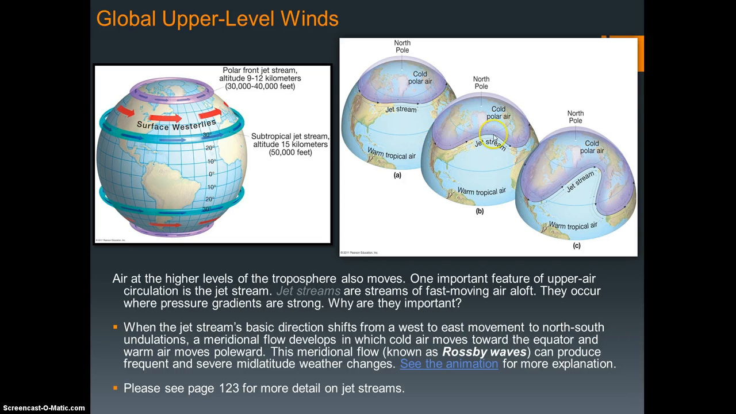And this pattern here, this type of wave, is called a Rossby wave. So that's more between 30 and 60 degrees north and south. It is not the same as the Hadley cell. Hint, hint, this will be important for the midterm. The Hadley cell is between 0 and 30 degrees north and south.